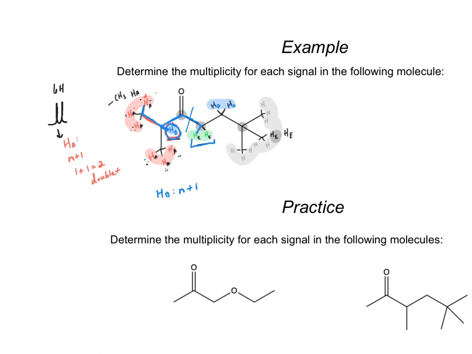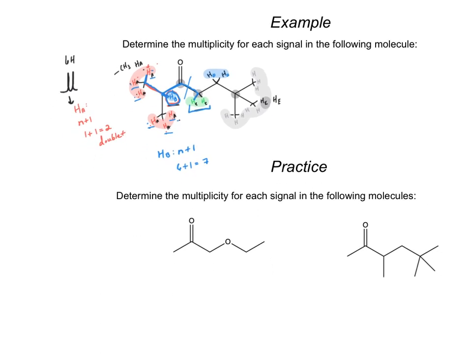If we're following the n+1 rule, there are 1, 2, 3, 4, 5, 6 HAs that HB will couple with. And so this is 6 + 1, which gives us 7. So HB overall would have a signal that is split into 7 separate peaks. This is called a septet. A septet would have a 1 to something ratio, so it's 3 little tiny peaks rising to a peak, and then we move back out. We have 1, 2, 3, 4, 5, 6, 7 different peaks.